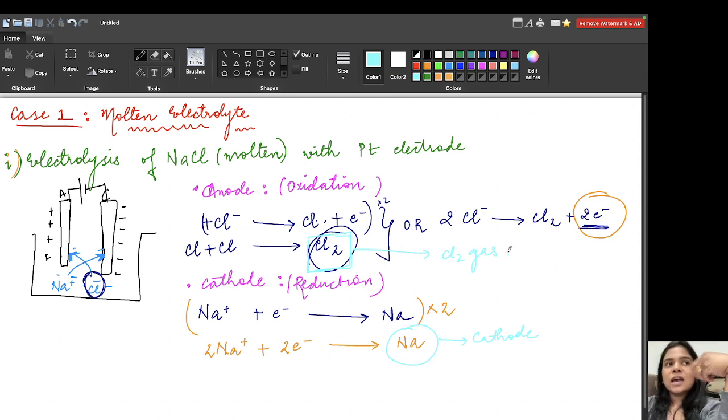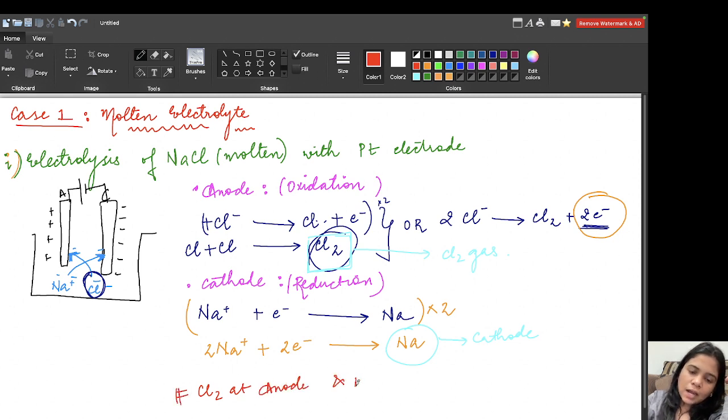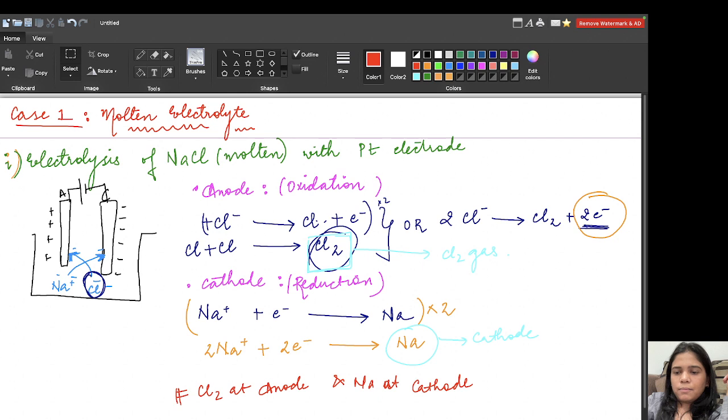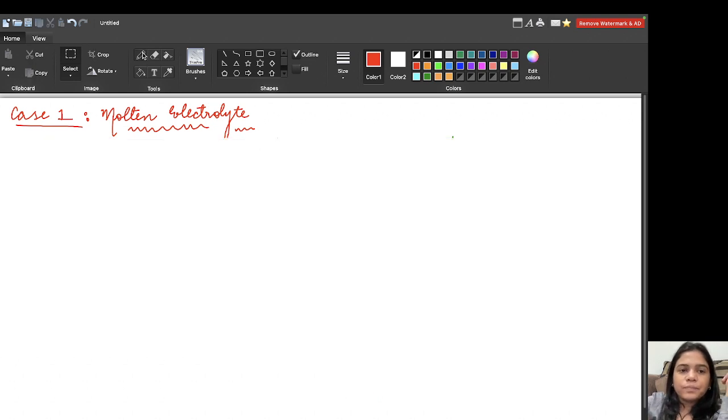And similarly in cathode, your sodium is formed. So what is the final reaction? Final product. Cl2 at anode, and your sodium is formed at cathode. This is the final product. This was case 1, okay? Case 1 of molten electrolyte, electrolysis of NaCl. Second example we'll take is electrolysis of MgBr2. Second example, same case, molten electrolyte.